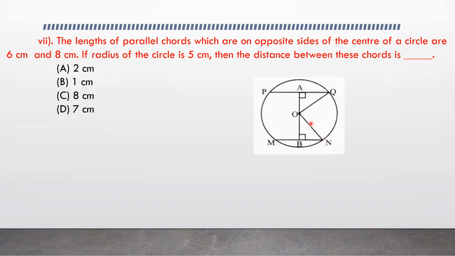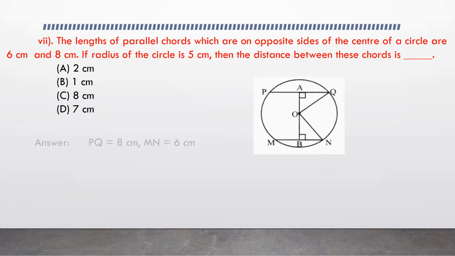And therefore, triangle OAQ is a right angle triangle, and triangle OBN also right angle triangle. And here OQ is the radius and ON is also the radius. First we have to find length of OA and then length of OB, and then adding OA and OB, you will get distance between these chords.